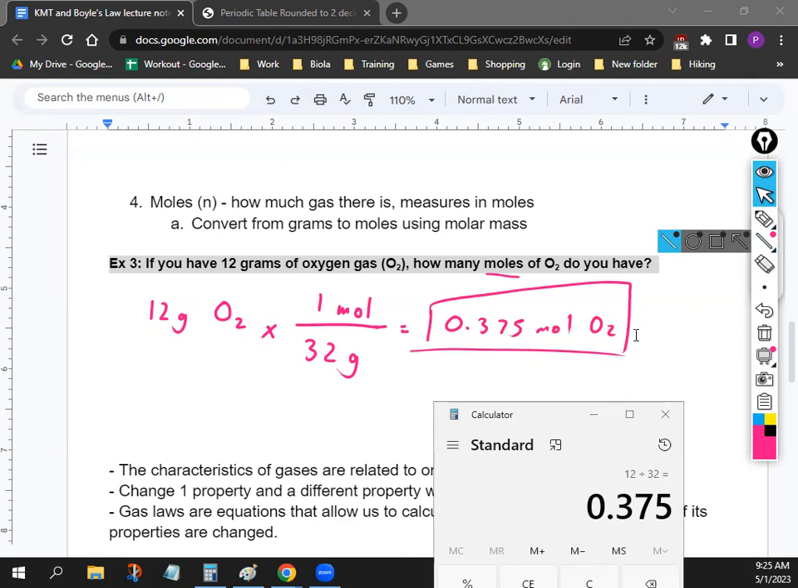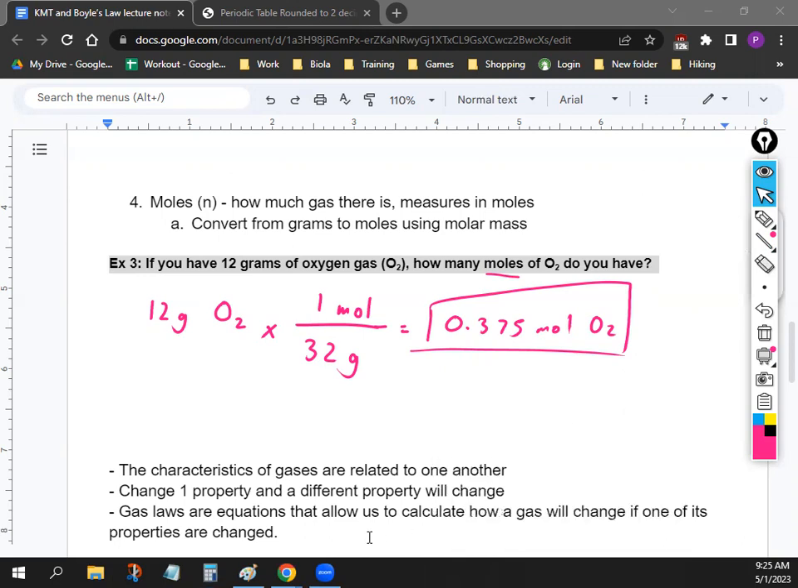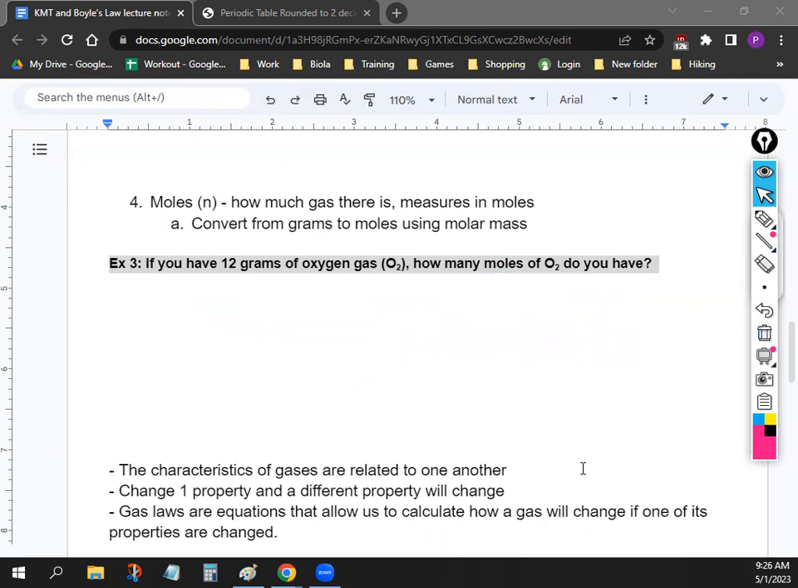Okay. So when we put all that together, the thing that we're going to be talking about mostly throughout the unit is something called gas laws. Because when you change one property of a gas, some of the other properties are going to change with it. So we're going to talk about the first gas law today. I'm going to give you guys the equation. We're going to do a couple problems, super easy, and then I'll have you guys practice on your own.